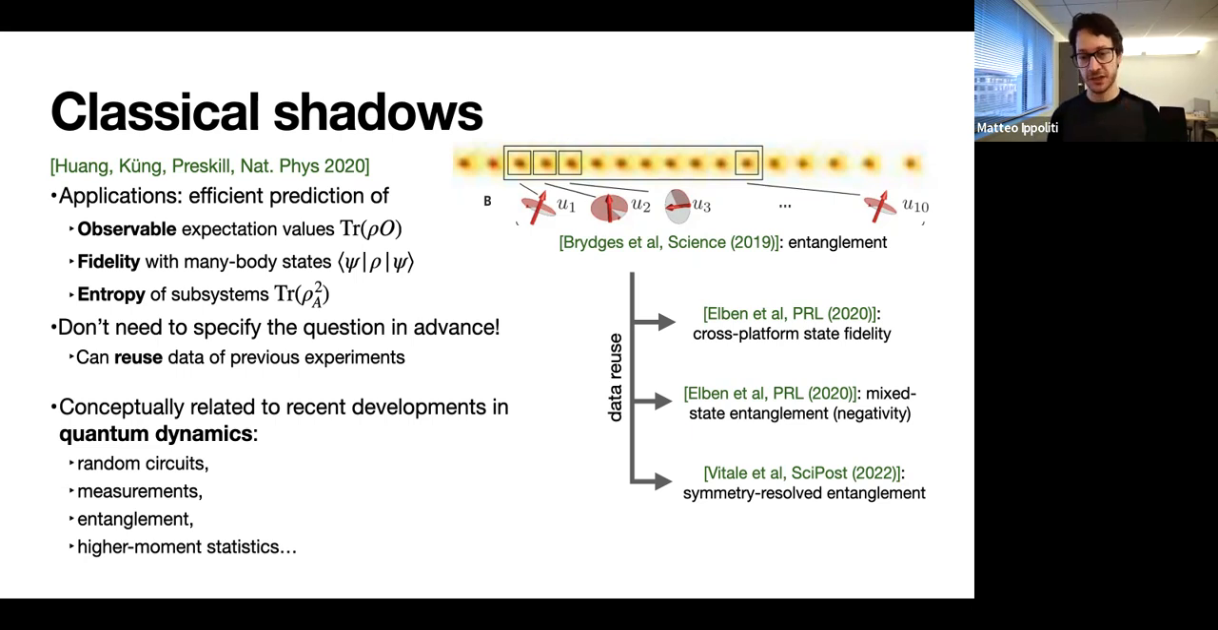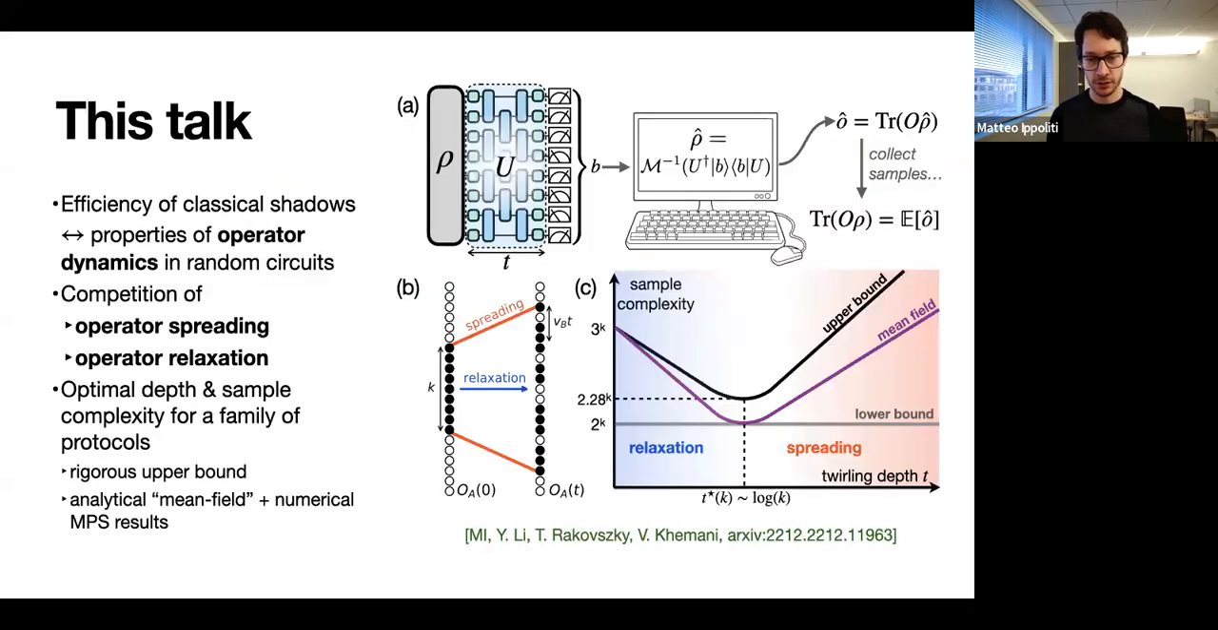And this talk is going to be precisely one such example. So in particular, don't be intimidated by all the figures and words. I will unpack all of that later. But in a nutshell, what we are going to talk about is a result that connects the efficiency of a particular version of classical shadows to properties of operator dynamics in random circuits, or more generally chaotic dynamics.